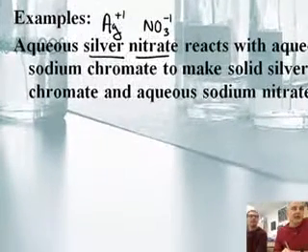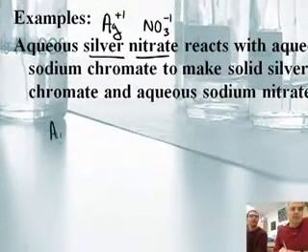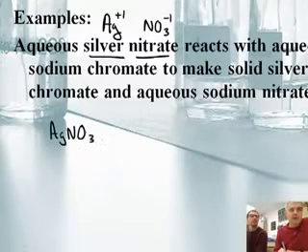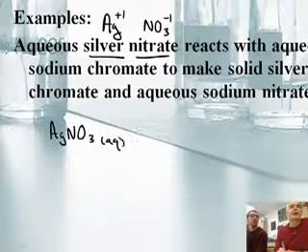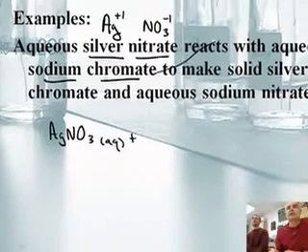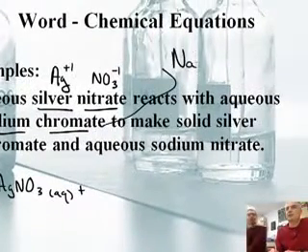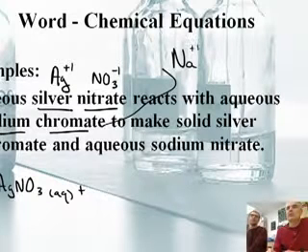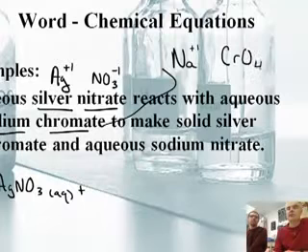I got that from your periodic table. +1 and -1 add up to 0. So that's AgNO3, aqueous, and I'll put a little AQ. It reacts with aqueous sodium chromate. Sodium is Na, and its charge is +1. Chromate is from the back of your periodic table, CrO4 -2, or whatever your polyatomic ion list is.